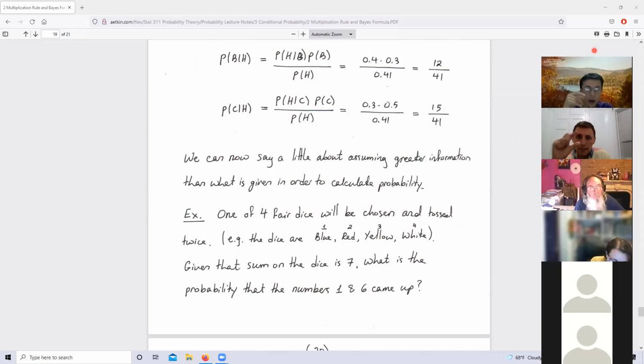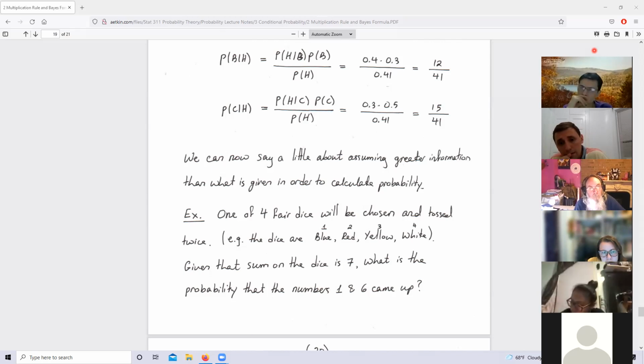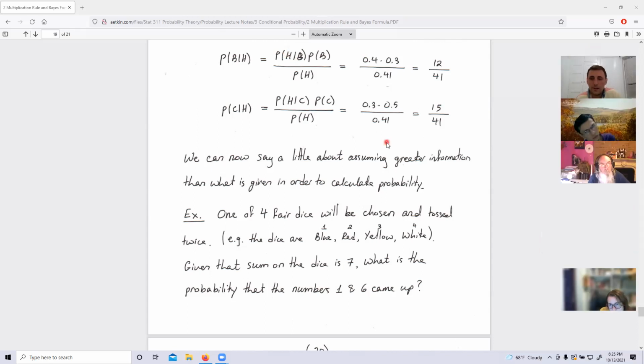So the die is picked and you roll it twice, and then you calculate the sum on both rolls. What's the probability that if the sum is 7, the outcomes were 1 and 6? You can calculate and then let me know what assumptions you made.